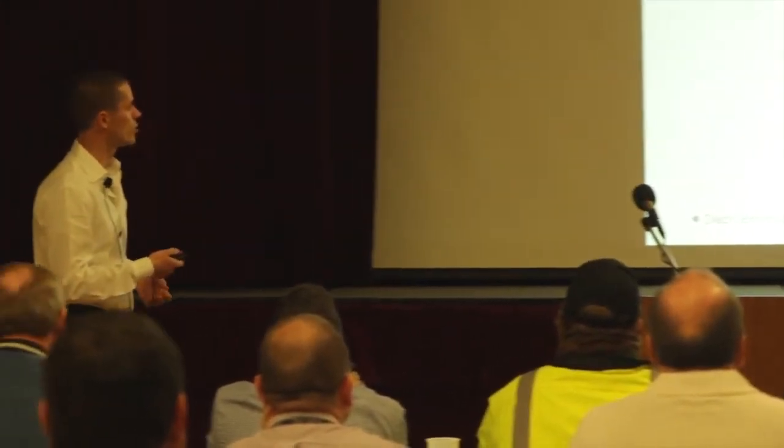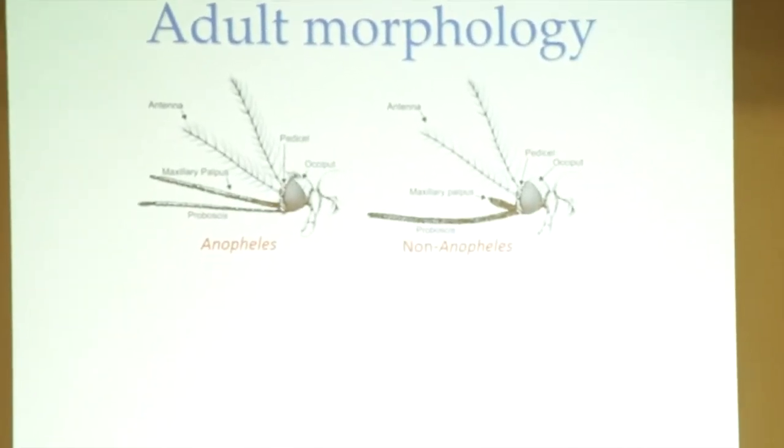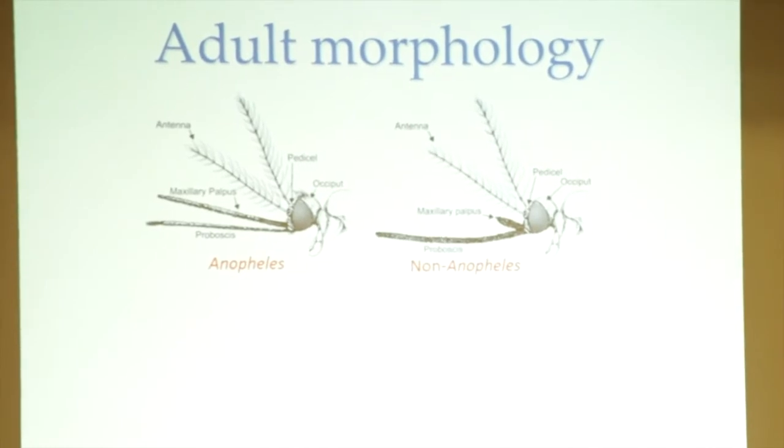All right, so again, looking at this adult morphology, it's actually not that hard to look at these mosquitoes and get them down to, say, the genus level, and a lot of times even the species level.